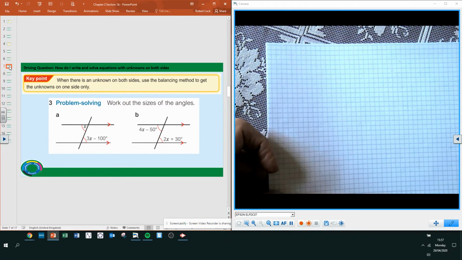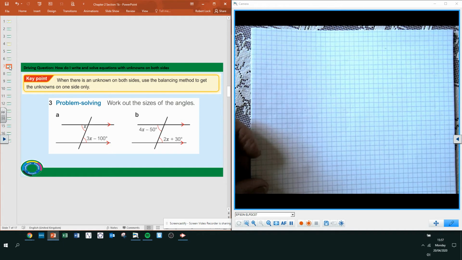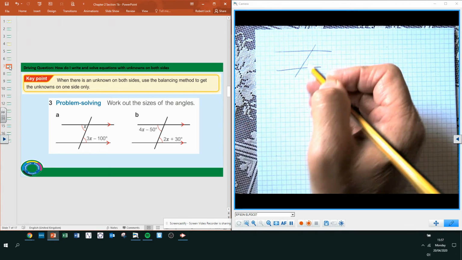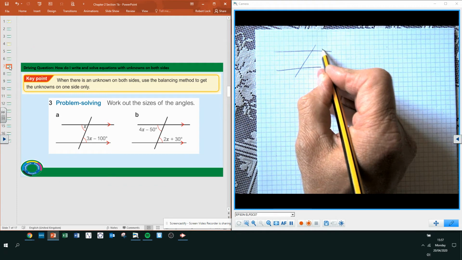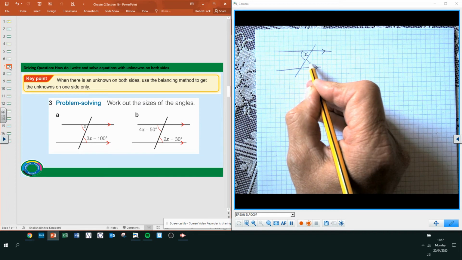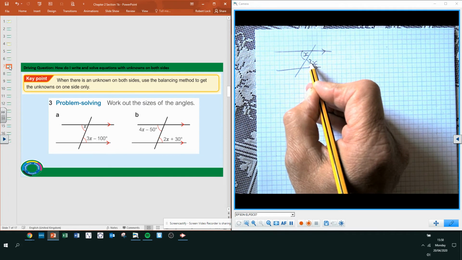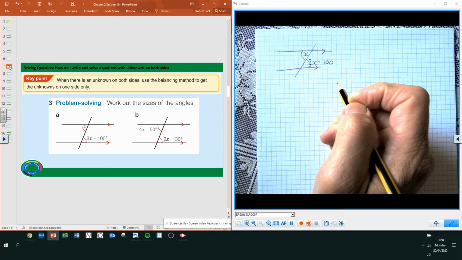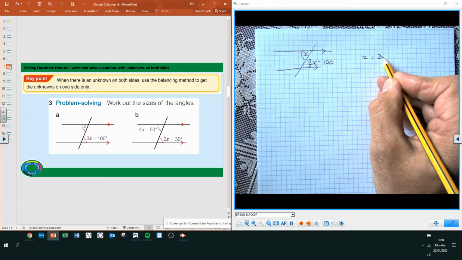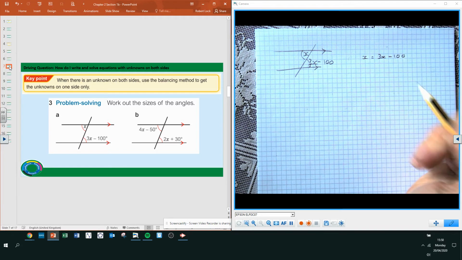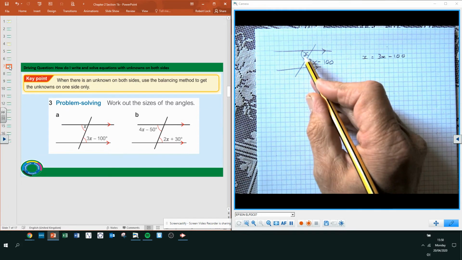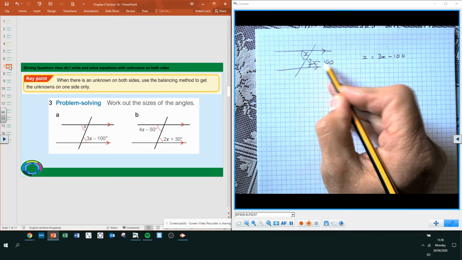Okay, back to the question. So we've got parallel lines. They're meant to be parallel, straight lines. This one is x, and this one is 3x minus 100. So the equation is x equals 3x minus 100. That angle there is the same as that angle there. That is x, that is 3x minus 100.